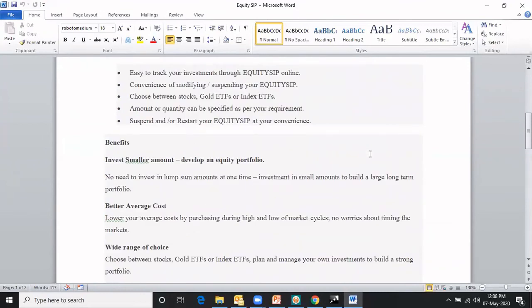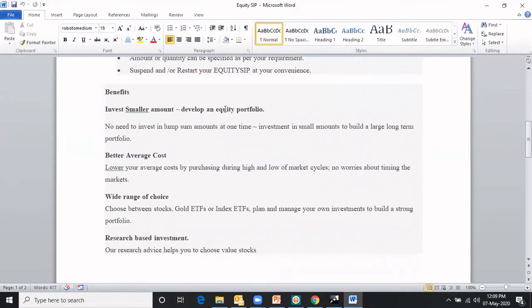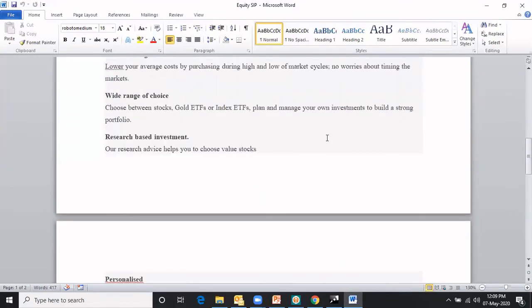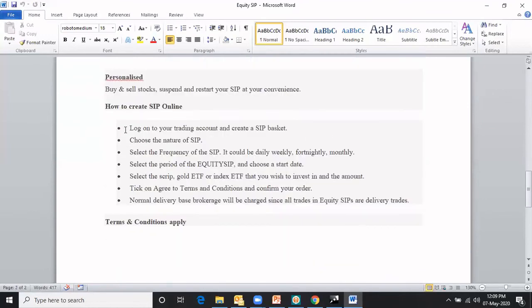This is mentioned there. Okay. Benefits you can see here. So how to place order? This is the procedure you can follow, and you can place the order.